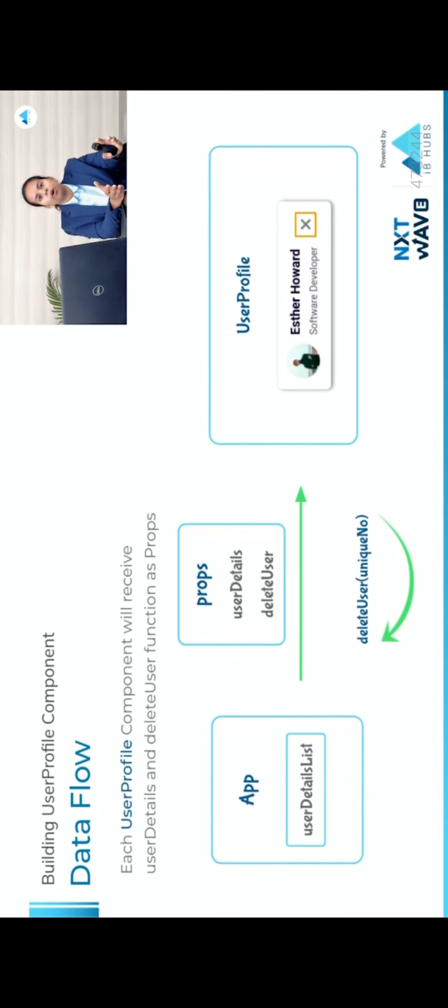In the app component, we have the user details list maintained in the state object, and we have passed the user details and the delete user method as props to the user profile component, and the user profile component will appropriately render that component, right? In case the user has clicked on the delete icon, then the delete user method present in the app component has been triggered, to which we have passed the unique number of that component. Then the user details list has been updated, and then the user profile will be rendered. So this is the flow that's happening.